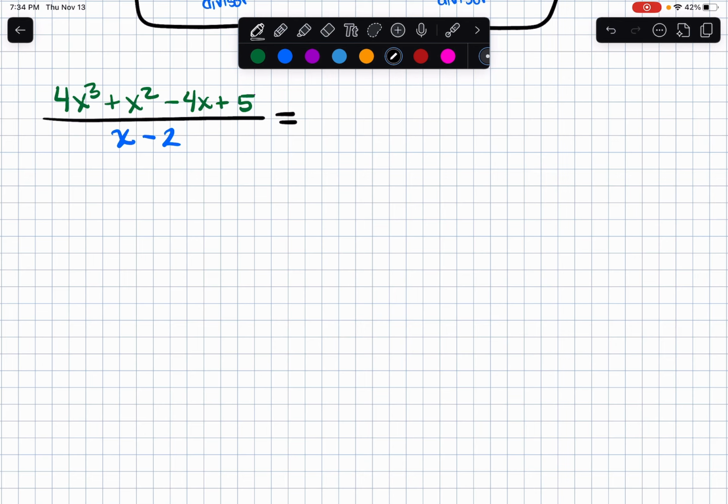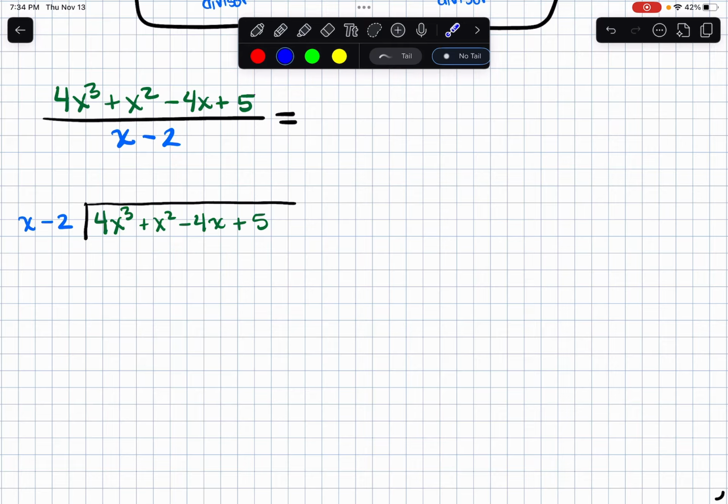So if I have 4x cubed plus x squared minus 4x plus 5, I'm dividing this by x minus 2. So if I'm going to write this out using the long division algorithm, I put my dividend inside, I put my divisor outside, and I'm going to focus on my leading terms at all times. So first, 4x cubed divided by x gives me 4x squared. That means x minus 2 goes into 4x cubed, 4x squared times.